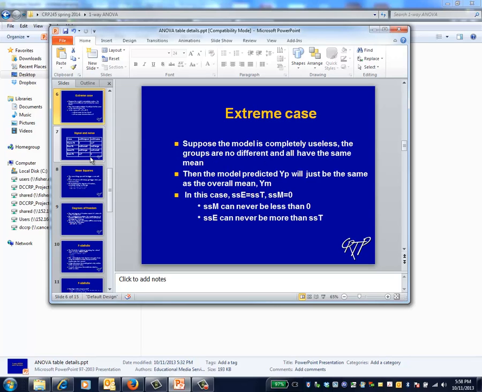You always have a default prediction, even if the group means don't differ. That is, you can always use the mean value of the outcome as your prediction. In that case, the model sum of squares is 0, and the error sum of squares equals the total sum of squares. The model sum of squares can't be negative, nor can the error sum of squares exceed the total.